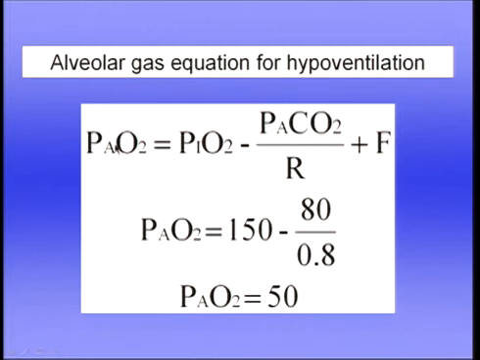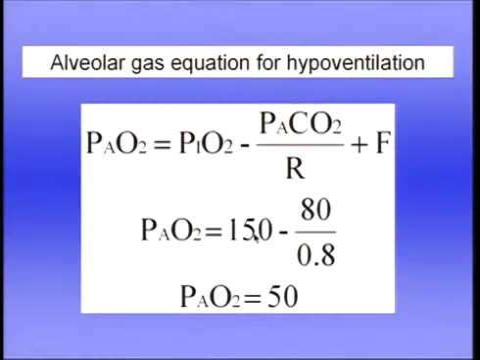Again, the alveolar gas equation. Alveolar PO2 is equal to the inspired PO2 minus the alveolar PCO2 over the respiratory exchange ratio. Let's neglect the R value there. And so if we have hypoventilation, let's assume that the ventilation falls to half of its normal value, the alveolar ventilation is halved, then the PCO2 will double from 40 to 80.